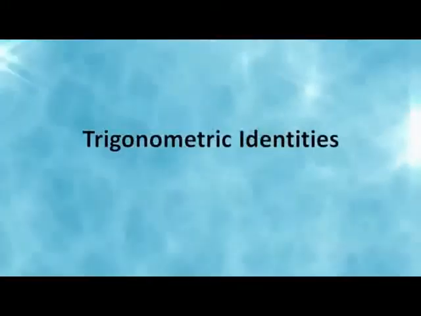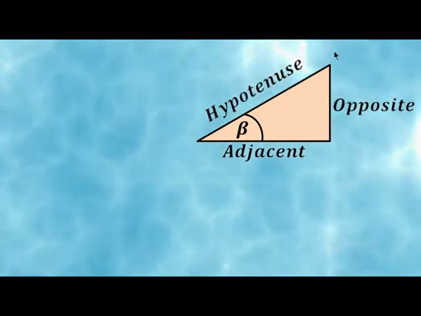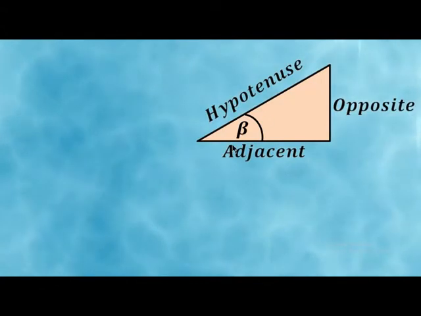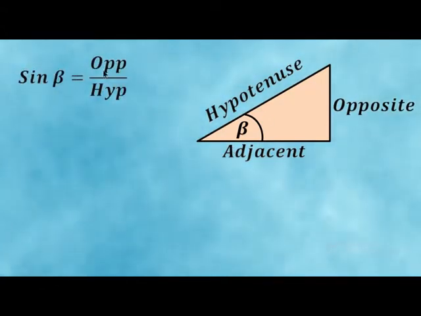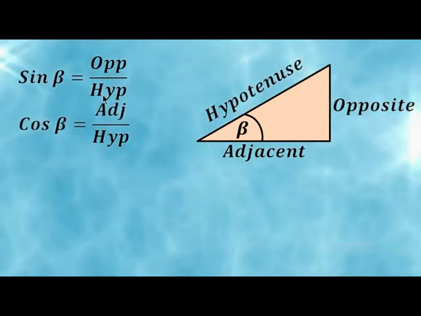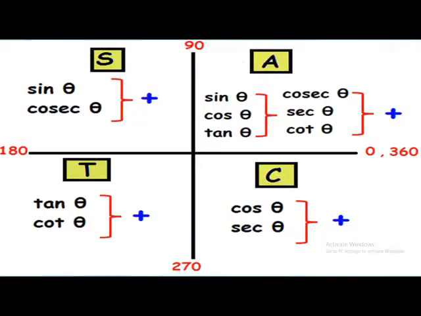Now, we're going to talk about trigonometric identity. Let's say this is a right angle triangle and this angle is beta. So, this side is opposite, this side the adjacent, and this side the hypotenuse. So sine of beta equal to opposite side per hypotenuse, cosine of beta equal to adjacent per hypotenuse, and tan of beta equal to opposite per adjacent. So this is the quadrant of trigonometric. This is the first quadrant, the second quadrant, the third, and the fourth.